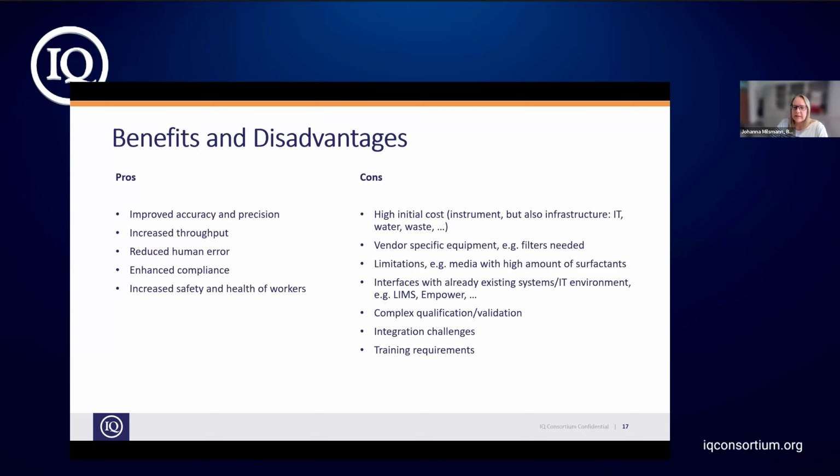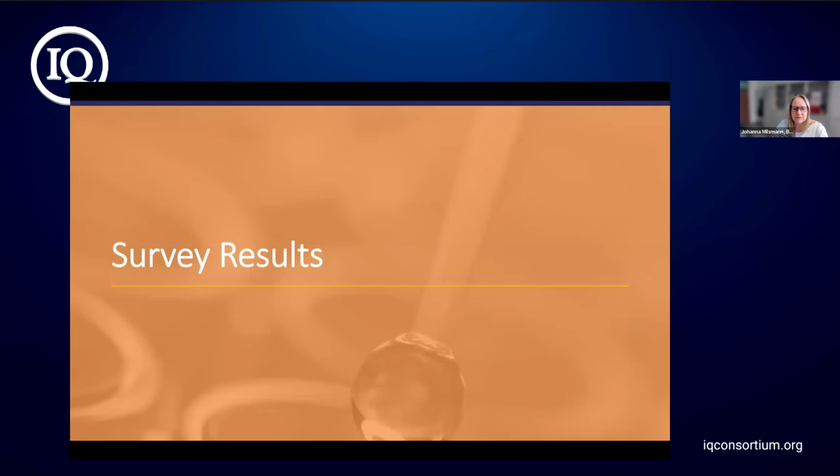Depending on the system, they have limitations in terms of which filters you can use, or if you have higher amounts of surfactants, which lead to foaming, that might not be possible if there's a little bit of air introduced during the dissolution run. And overall, the complex qualification and validation may become a hindrance. And depending if you have more than one system, you introduce a lot more software, which you need to train your technicians on and also keep up to date in the ever-evolving software environment we have now. So with that, I will hand over to Nathan to show you our results from the survey.